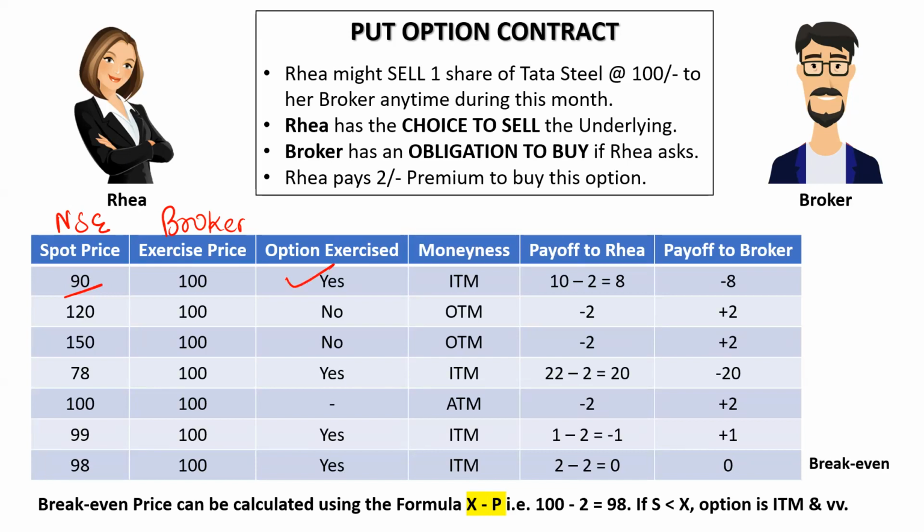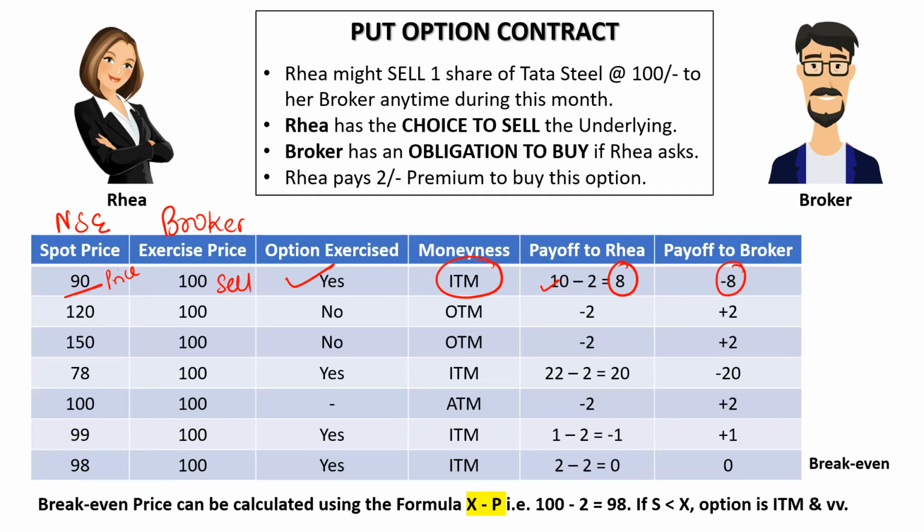If she is using the option contract, then the option is in the money. 10 is a profit because she is able to sell something at 100 when the actual price is only 90. So the market price is 90, but you are able to sell something at 100. So your profit is 10 minus premium you have paid. So you are making a profit of 8, or RIA is making a profit of 8. And the broker is going to lose 8.